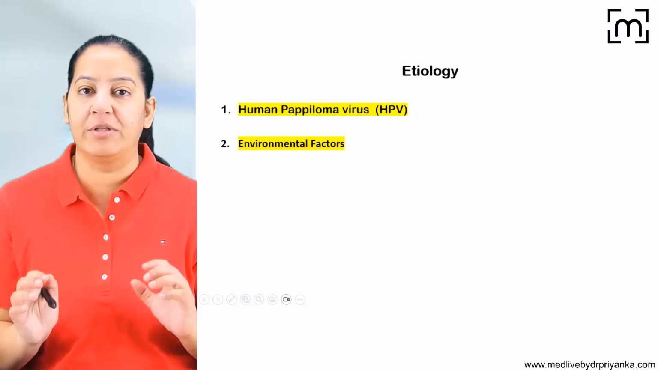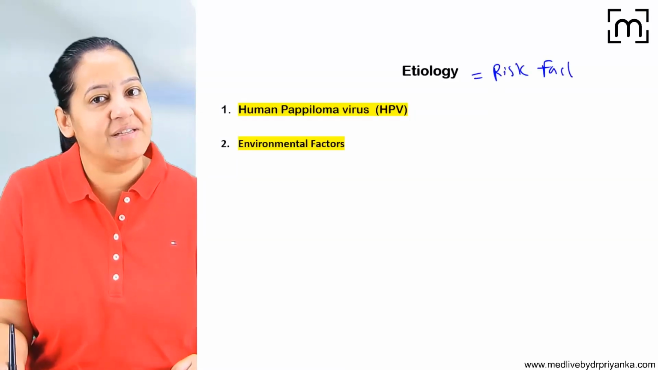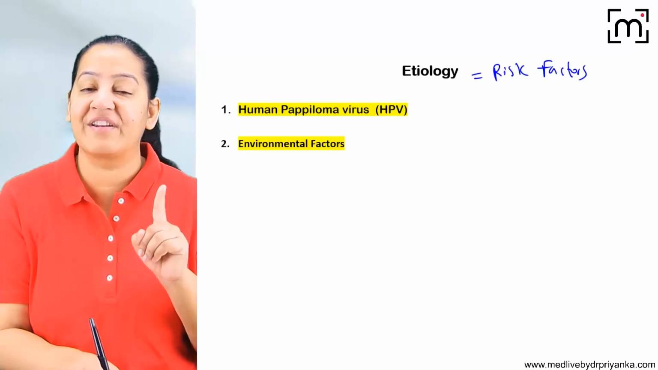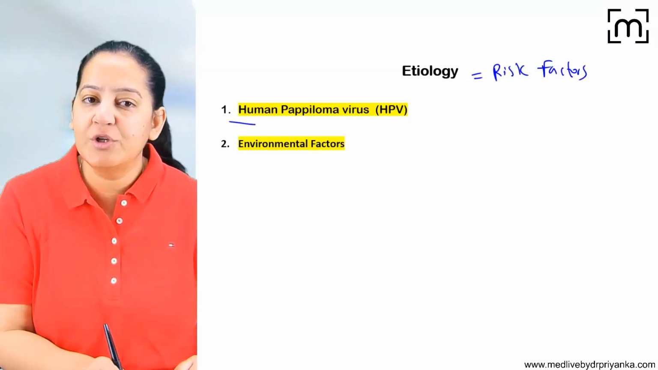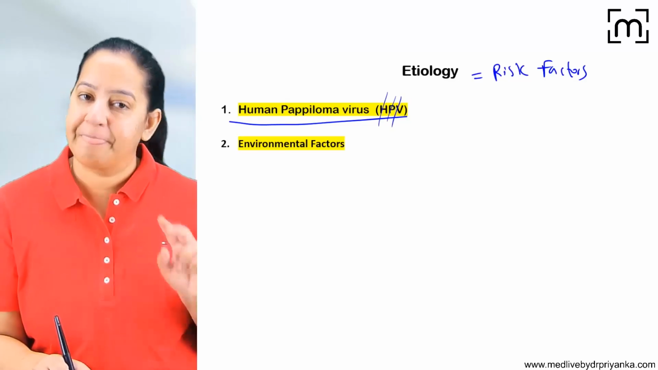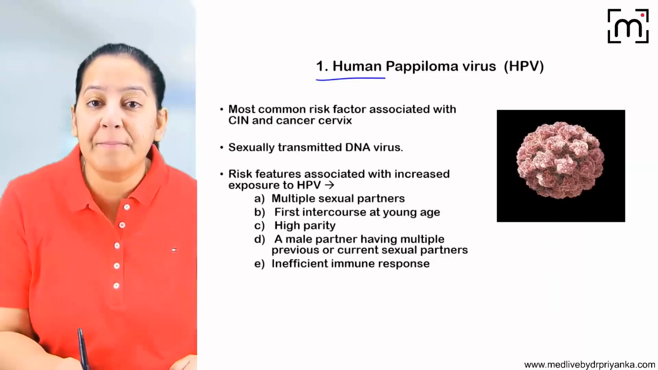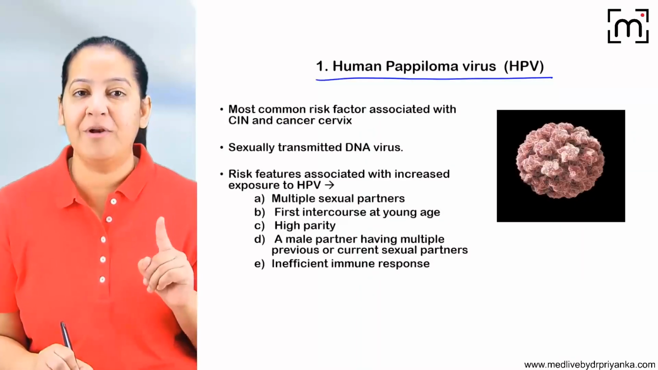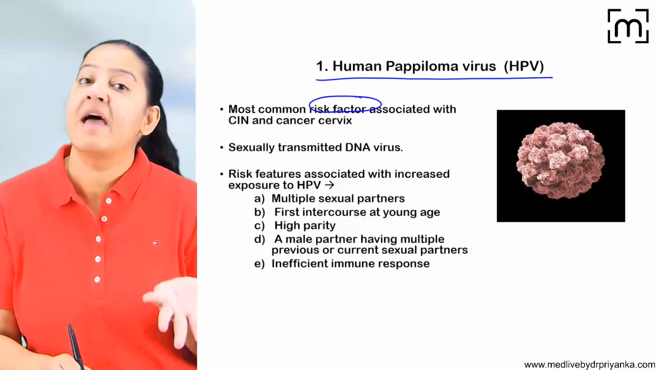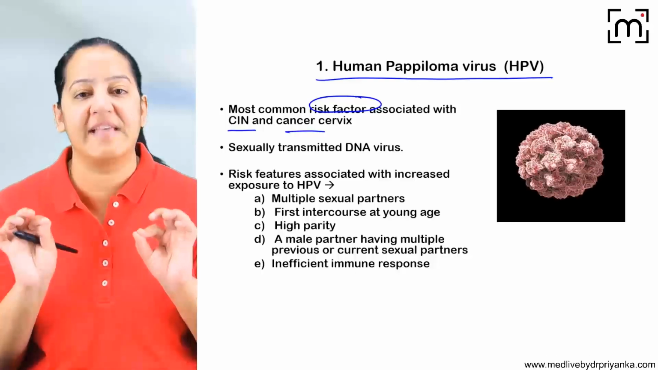Now coming to the etiology. Etiology means risk factors. What are the risk factors of cervical precancers? There are two risk factors. The most important risk factor is a virus. The name of the virus is human papilloma virus, HPV. And second is multiple environmental factors. So the most important risk factor is human papilloma virus. Human papilloma virus is the most common risk factor for cervical precancers as well as cervical cancer. For both precancer and cancer, the risk factor is HPV.